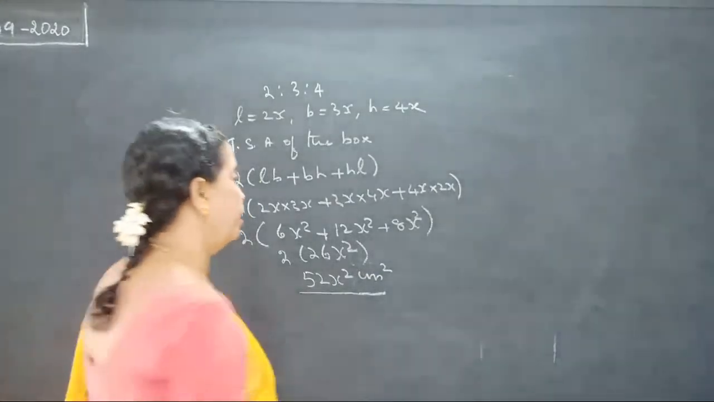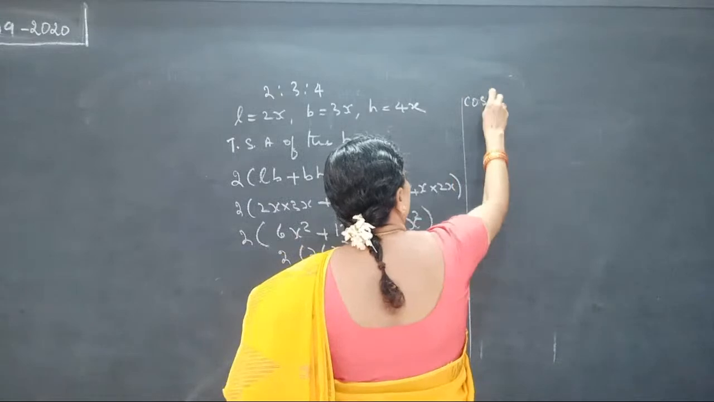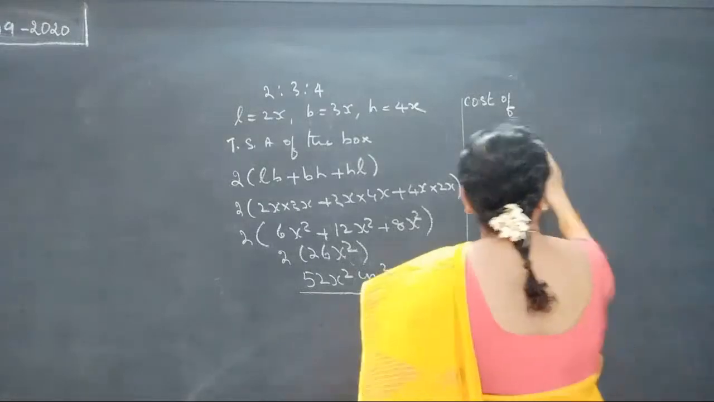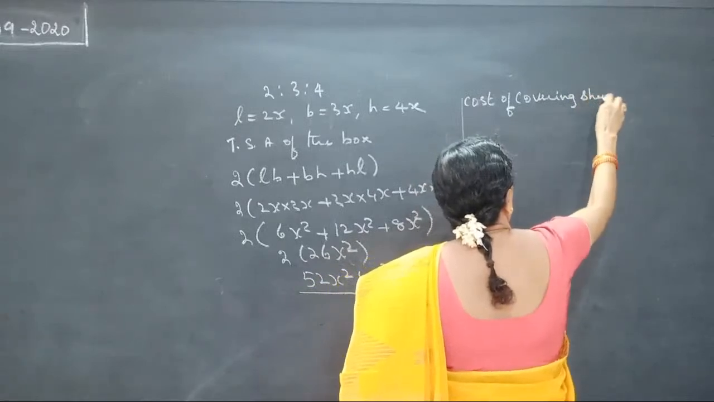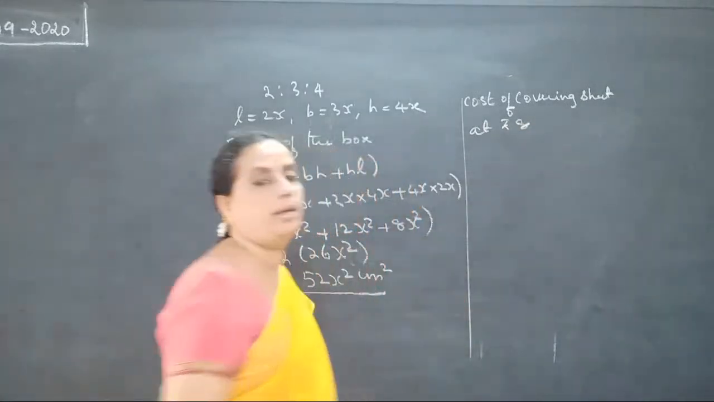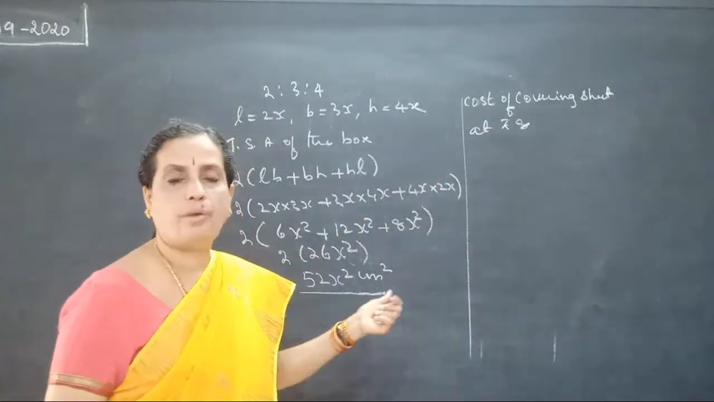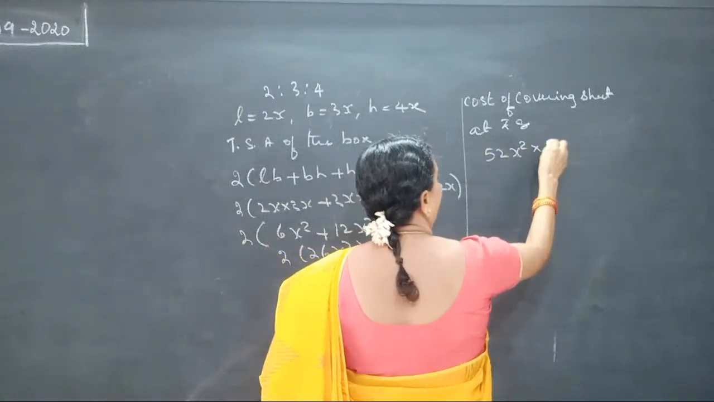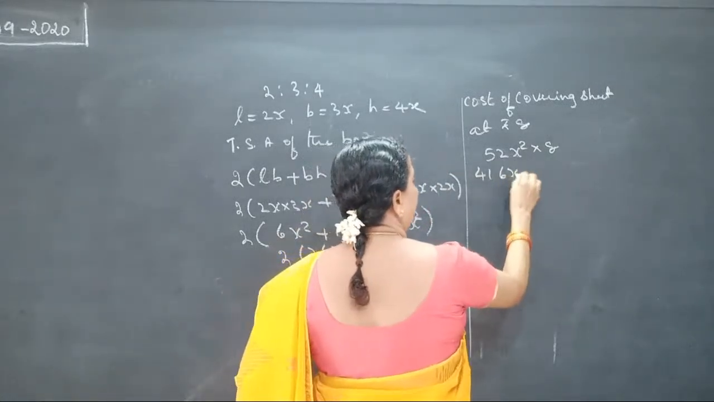Now we have to calculate its cost in two different conditions. That is, cost of covering sheet at rupees 8. For 1 centimeter square the cost is 8. So for 52x square, how much do you have to find? That is 52x square into 8. 8 2s are 16. 8 5s are 40 plus 1, 41. So 416x square.